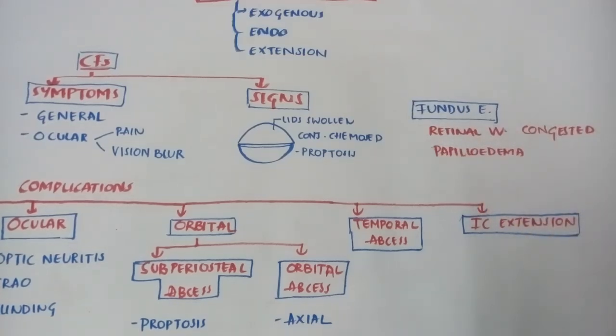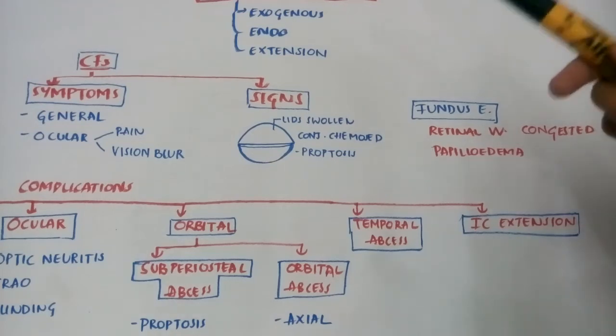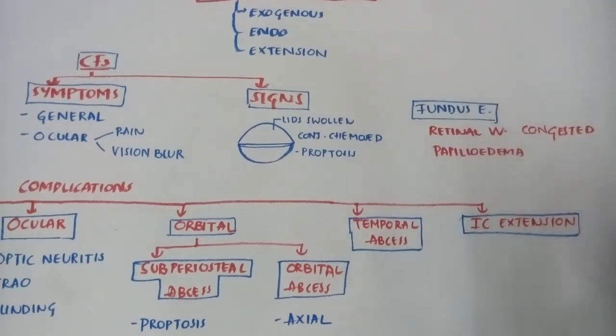Orbital cellulitis. It is the acute infection of the soft tissues behind the orbital septum. The infection spreads from exogenous or endogenous sources or through extension. Exogenous in the sense following evisceration, enucleation or dacryocystotomy. Endogenous through the blood, extensions from the face, paranasal sinuses or lids.